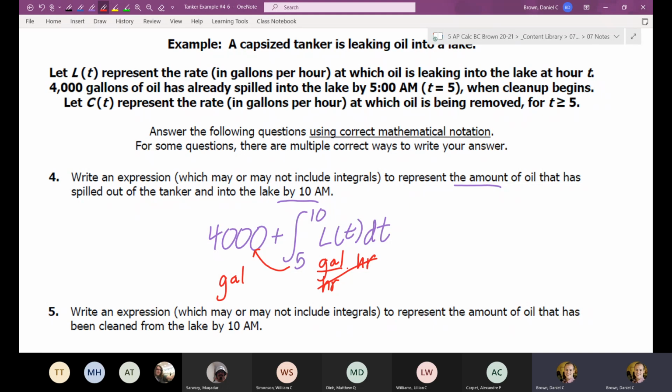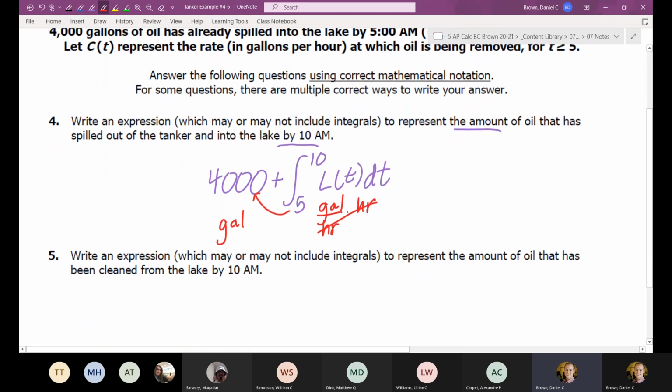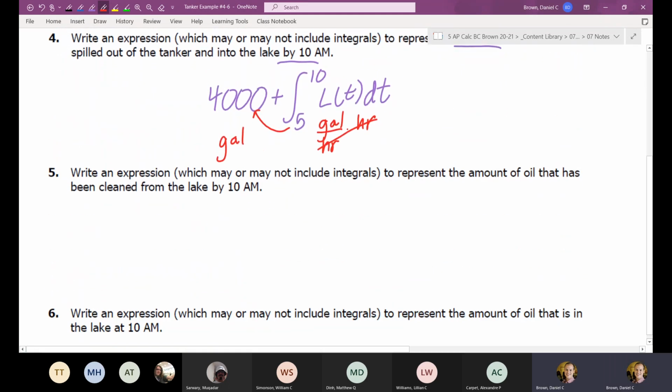Try number 5 and 6 on your own now. They follow very similar to 4. In fact, almost exactly like it, but with different functions and numbers. So go ahead and try 5 and 6 on that same slide. And then we'll go over it.